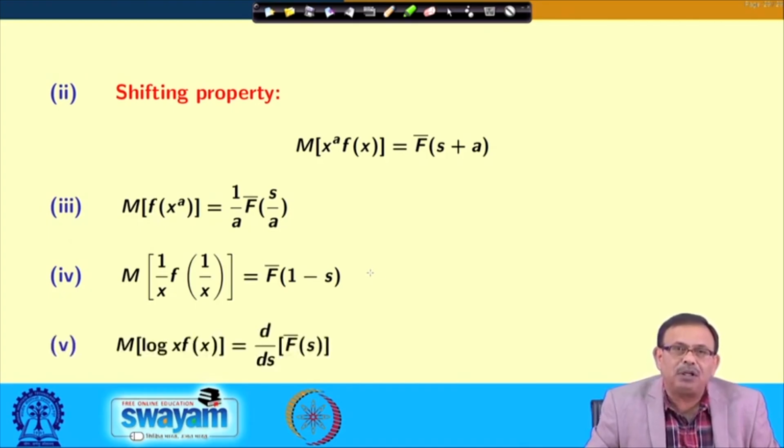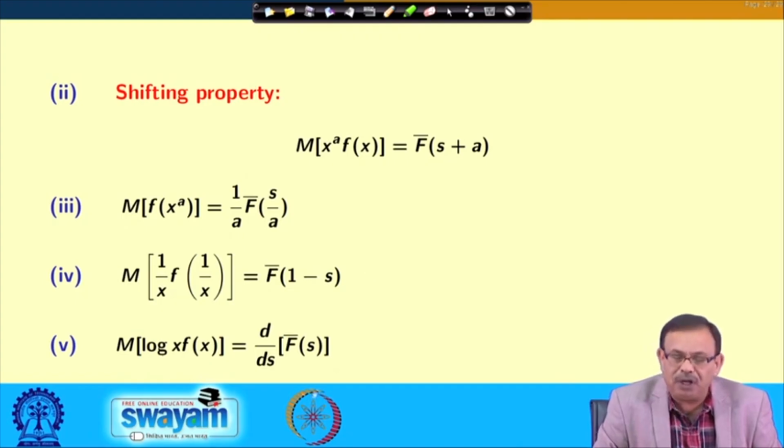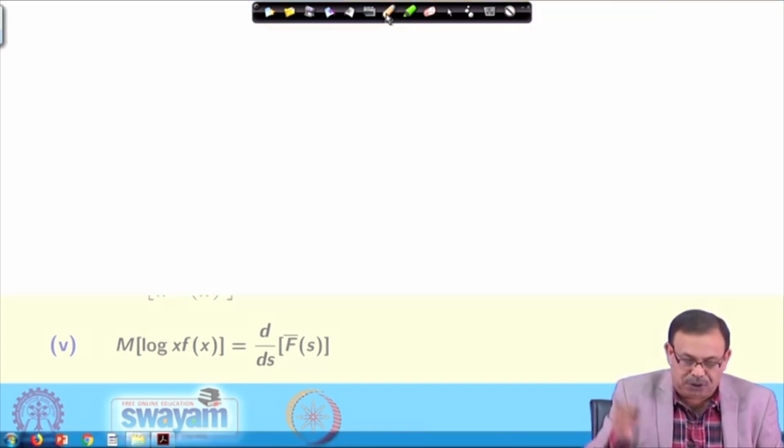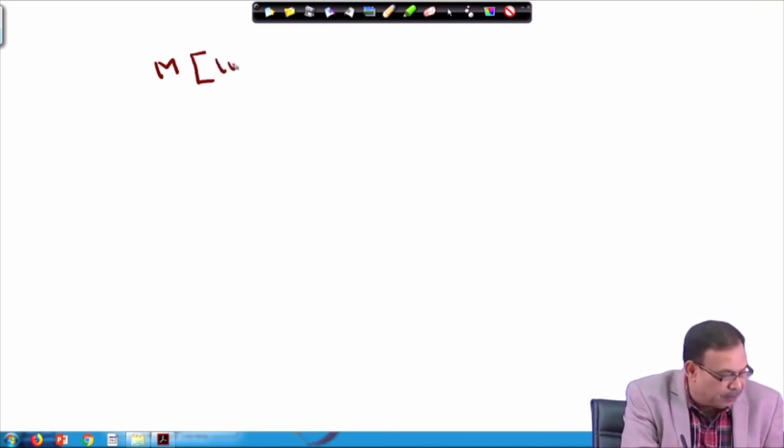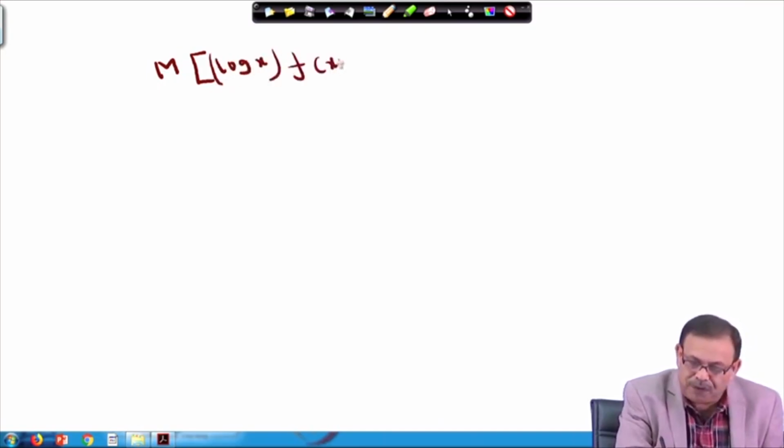The next one is the Mellin transform of log of x into f of x, which equals d by ds of capital F bar s. So if I multiply the function with log x, then it basically becomes d by ds of f bar s. To see the proof of this one, again we start from the left hand side, that is the Mellin transform of log of x into f of x.